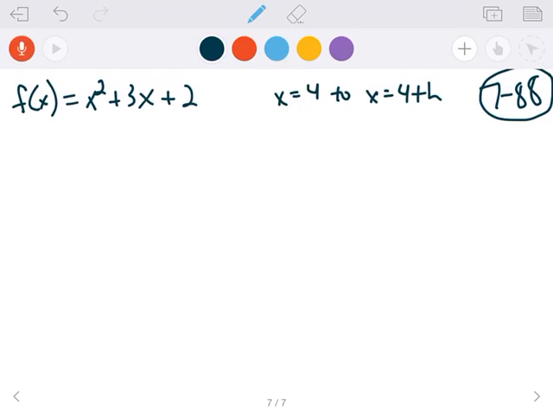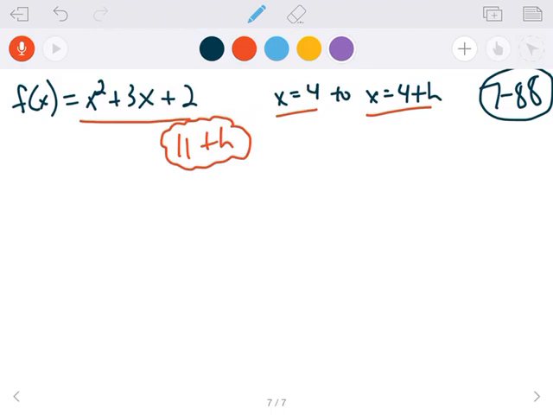So in problem 788, we were asked to use this function and prove that the AROC from x equals 4 to x equals 4 plus h was 11 plus h. So we know if we do the problem right, this is the answer we should get. I'm just going to show you how to do the problem here. So basically for AROC, we're using the slope formula, right? So we have two x coordinates and two y coordinates.